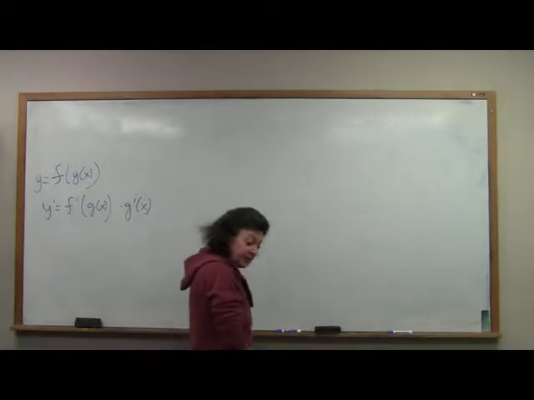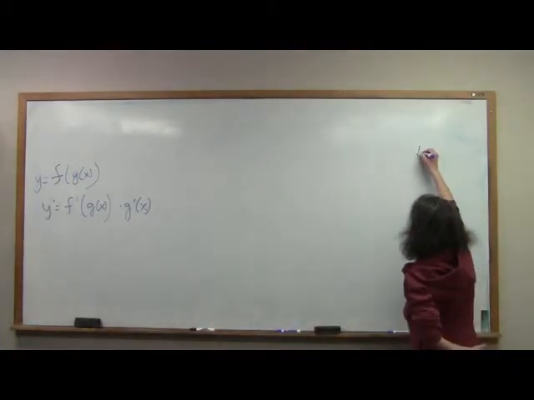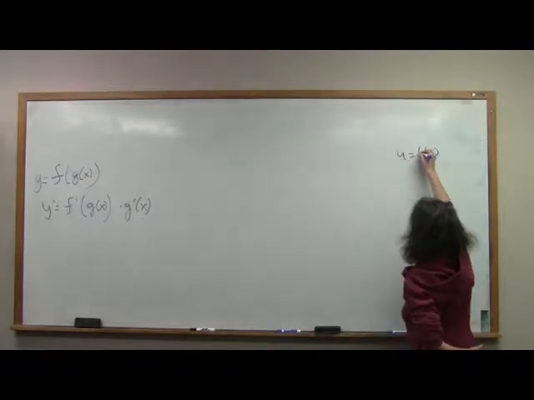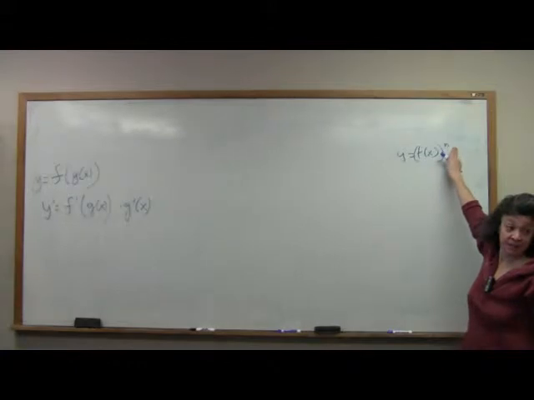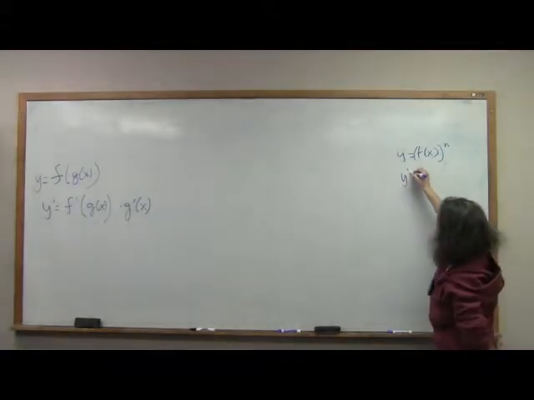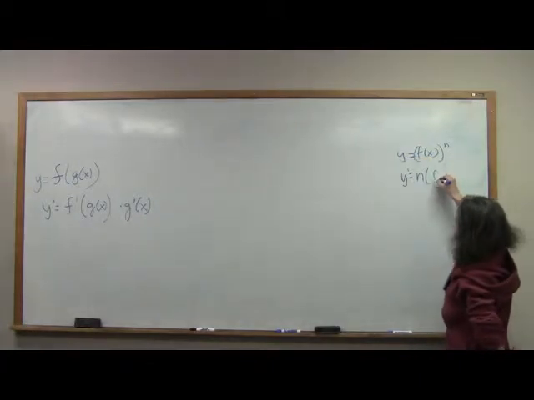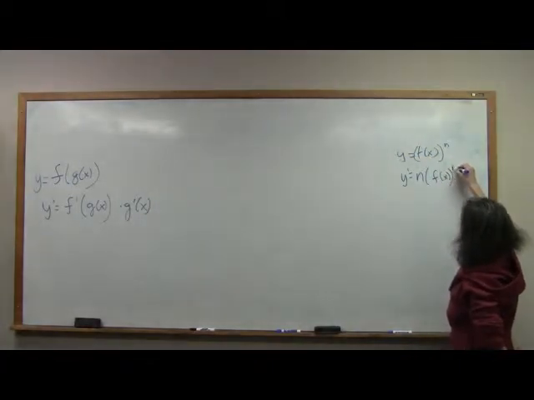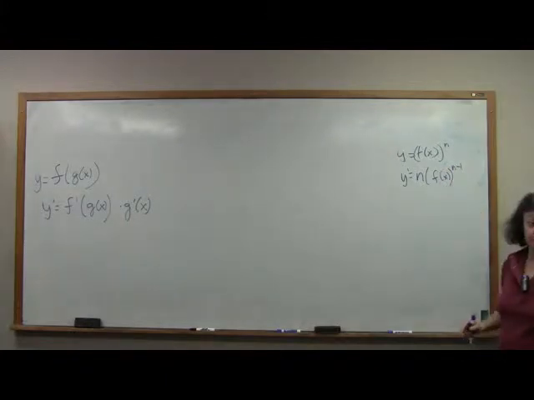Specifically, if you have a power function, if you have some function raised to the nth power, this is your inner and this is your outer. The way you take the derivative is you take the derivative of the outer, leaving the inner alone. In other words, bring your exponent down in front, subtract 1 from your exponent, and then multiply it by the derivative of what's inside.